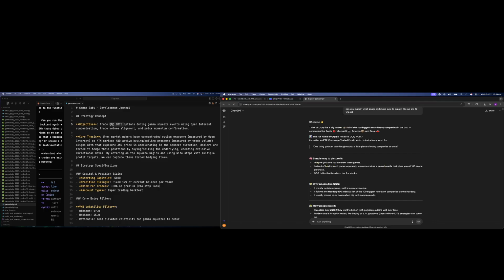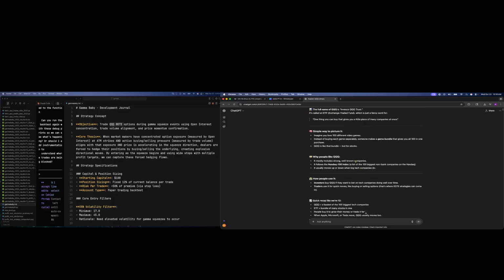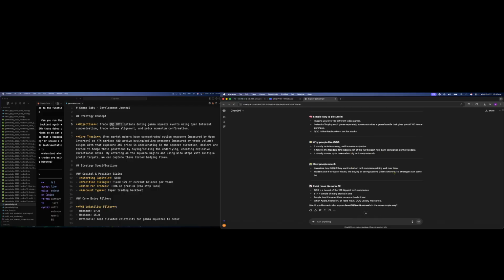A simple way to see it: imagine you have 100 different video games, and instead of buying each game separately, someone makes a game bundle that gives you all 100 games in one purchase. QQQ is that bundle, but for stocks. The reason we like QQQ is because it includes strong, well known companies. It follows the NASDAQ 100, the list of the 100 biggest non bank companies in the NASDAQ. It usually moves up or down when tech companies do.